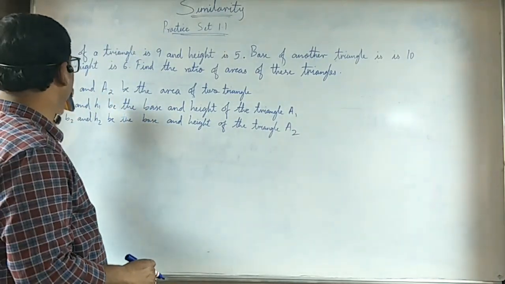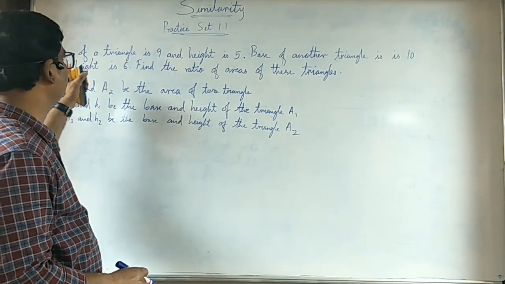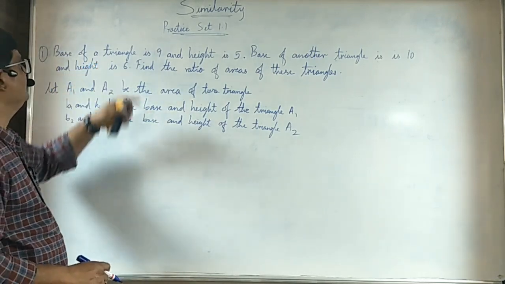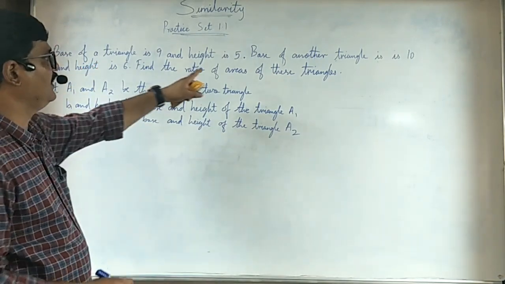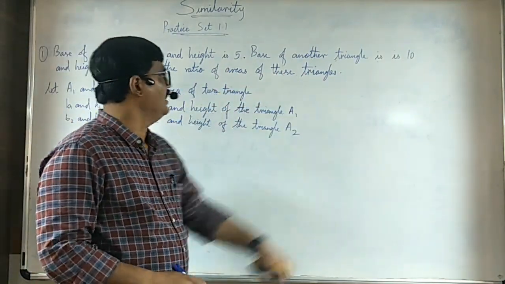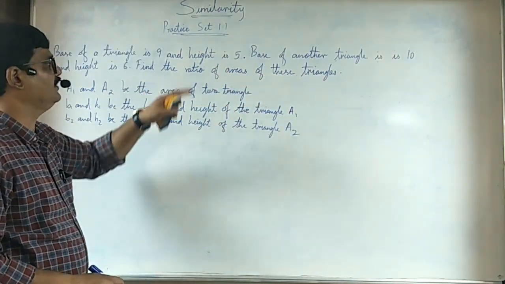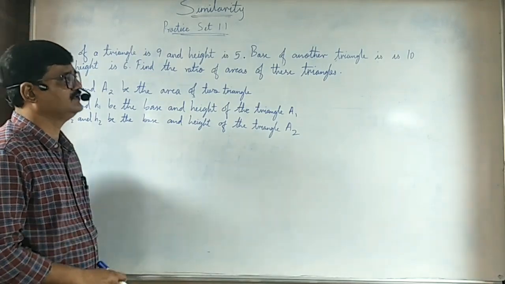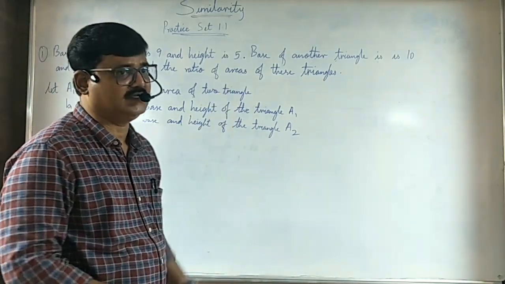Now, if you check this out carefully, your first sum says that the base of a triangle is 9 and the height is 5. The base of another triangle is 10 and the height is 6. Find the ratio of the areas of these triangles.